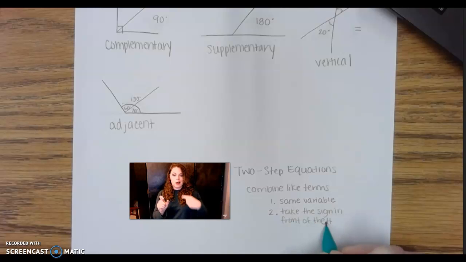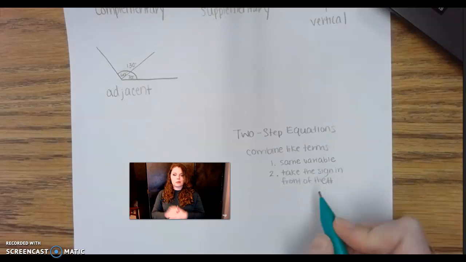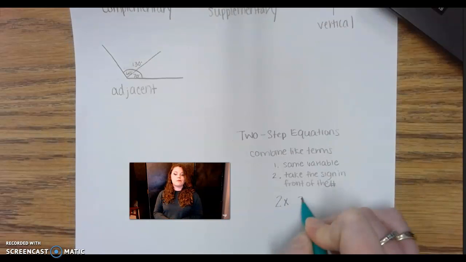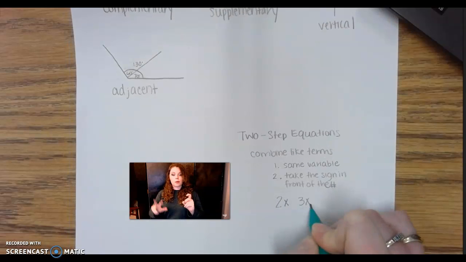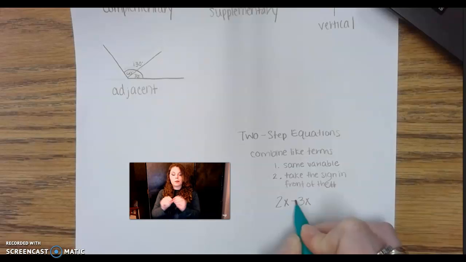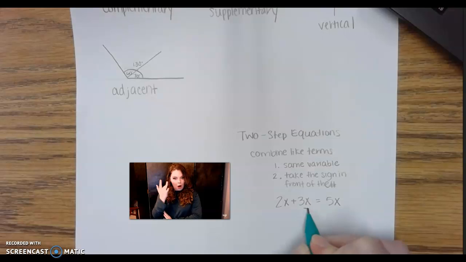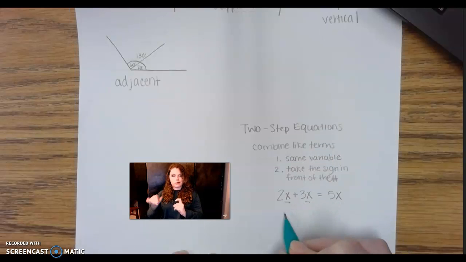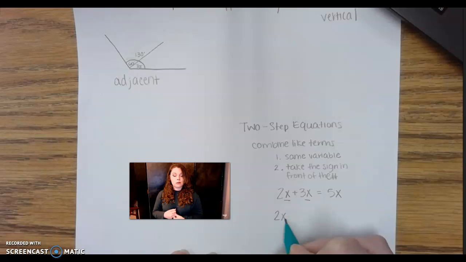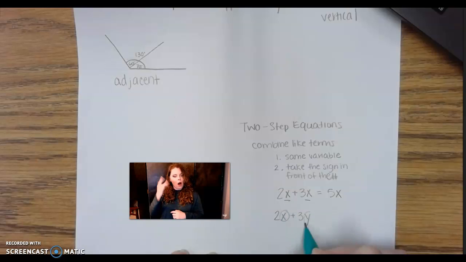For instance, you can combine 2x and 3x together to make 5x, because they both have an x. However, you could not combine 2x with a 3y, because they are different variables. One has an x, one has a y.